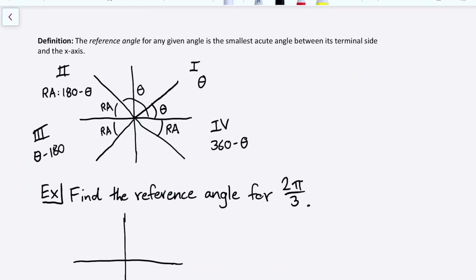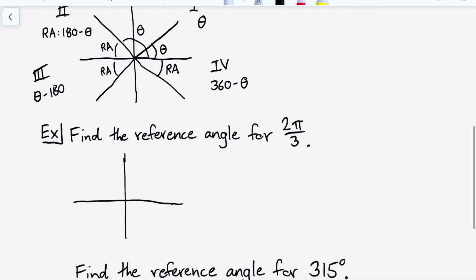The reference angle is always a positive angle, and it's always less than or equal to 90 degrees. This will be important as we evaluate trig functions later on, because the trig functions for an angle and its reference angle are always the same, with a possible difference in positive or negative signs. So let's try to find the reference angle for a couple of examples.